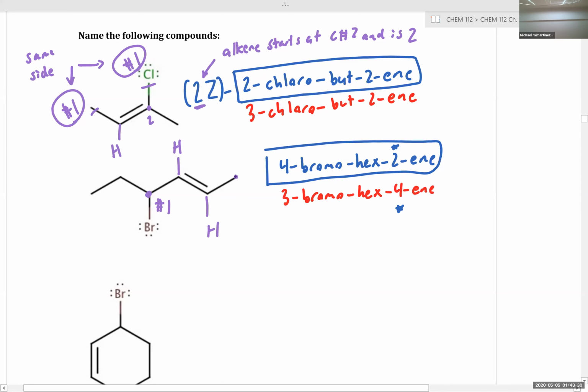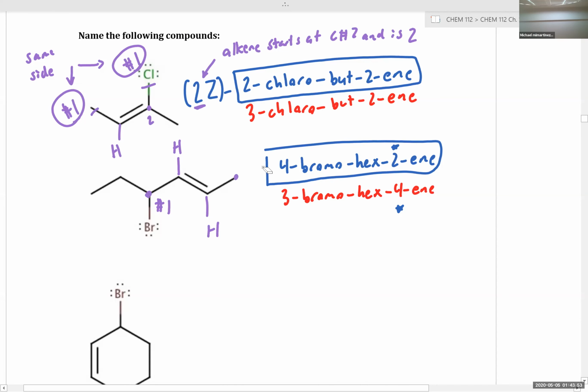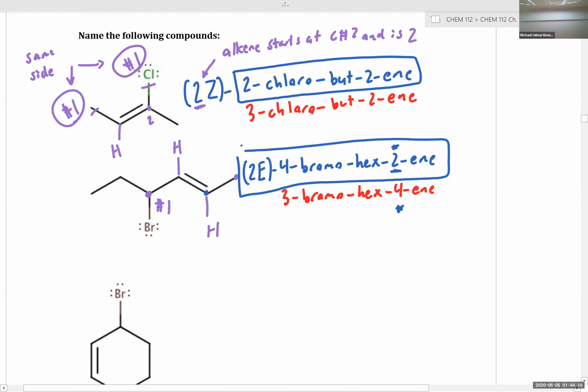On the right-hand side, what wins out? Carbon or hydrogen? Carbon. Okay, so are our substituents on the same or opposite side of our alkene? Are they Z or E? E. So we put the locant number of our alkene, so it's at carbon 2, followed by the stereochemistry. So this is 2E, 4-bromo, hex, 2-ene.